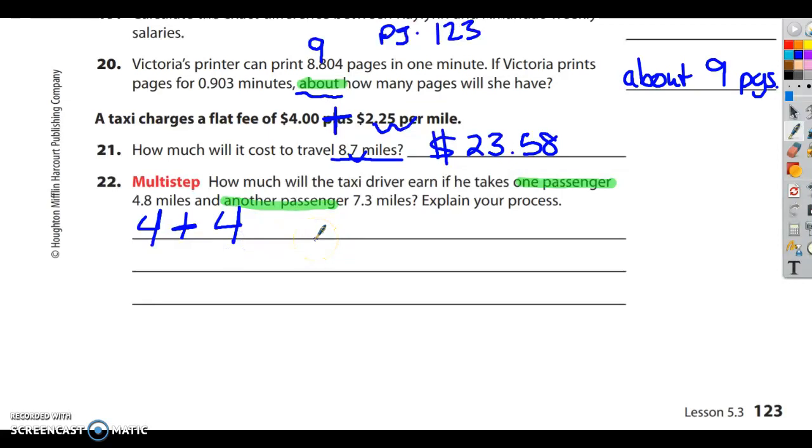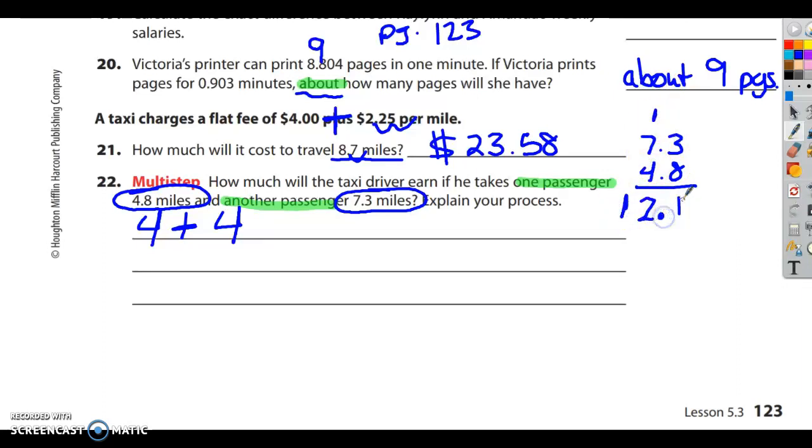So at some point we're going to add up 4 plus 4. And then another way to think about this is think about this person's going 4.8 miles. And that's going to be times 225. And this person is going to go 7.3 miles, and that's going to also be times 225. So one way to do this, you could either do 4.8 times 225 and 7.3 times 225, or you could just add up the mileage and multiply that by 225. I think that might be a more efficient way of doing it. So what I'm going to do is I'm going to do 7.3 plus 4.8. Add those up, and I'm going to get 11 and 12. I'm going to get 12.1. So the taxi driver drove 12.1 miles, and for each mile, they're charging $2.25.